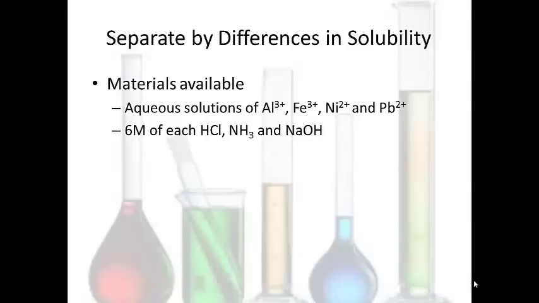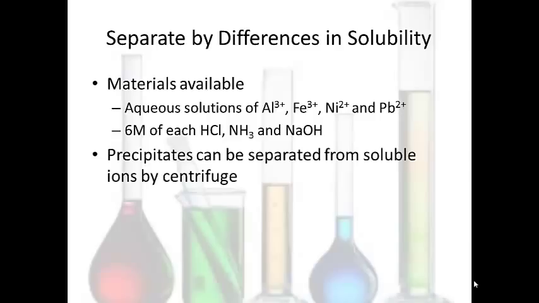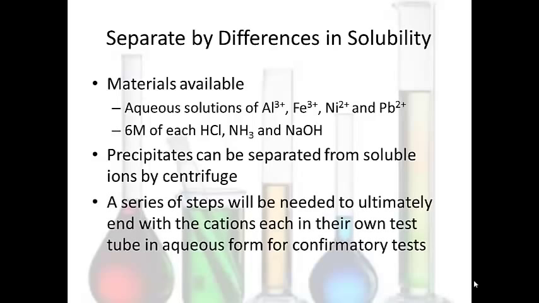So you'll have individual solutions of all 4, and you'll also have 6 molar solutions of hydrochloric acid, ammonia, and NaOH. So if you can precipitate one or more of these metals into a solid, you can separate them from anything that did not dissolve, or from your soluble ions, by centrifuge. You'll need to come up with a series of steps that will ultimately end up with the cations in each of their own test tubes. And they also have to end up in aqueous form in order to perform the confirmatory tests.